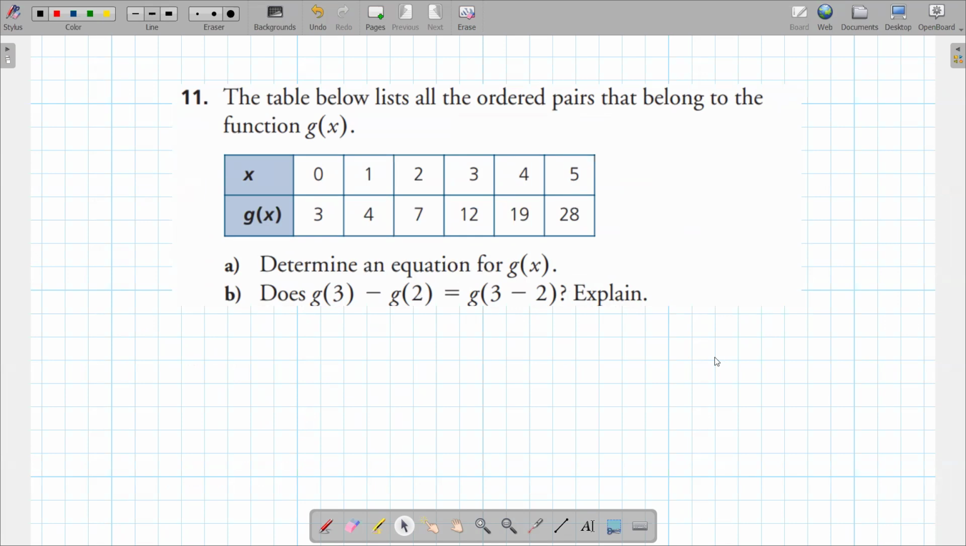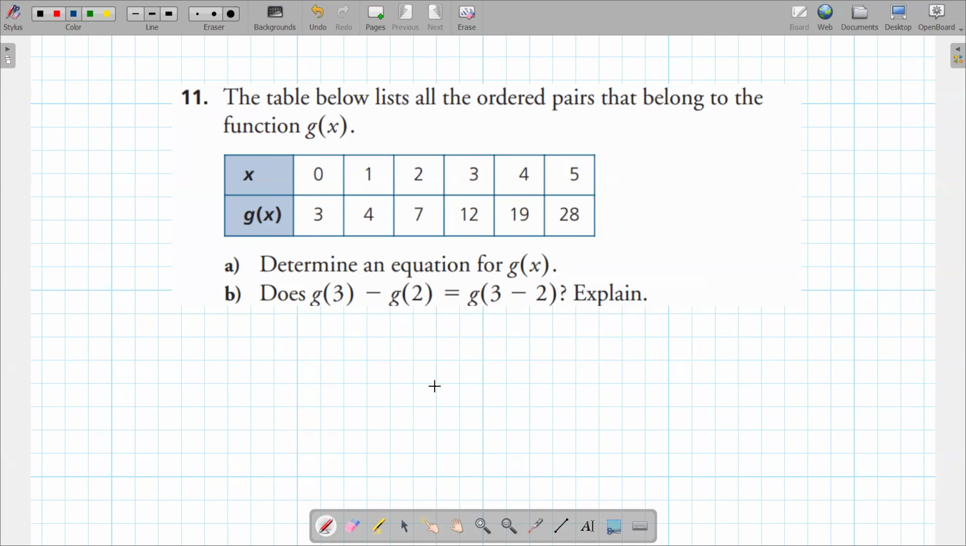Determine an equation for g of x. Okay, cool. Just looking at the table of values, is it linear or no? So you're looking for the slope, right? All the x values are going up by 1 every single time. So are the y values going up by the same amount every single time? No, they're not. So this is not linear, okay?